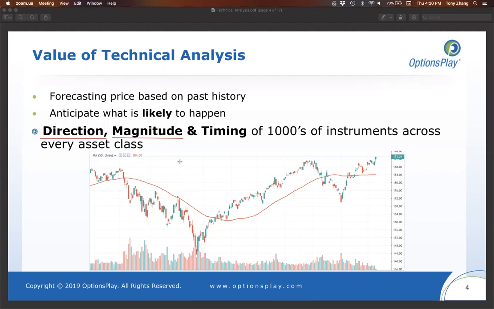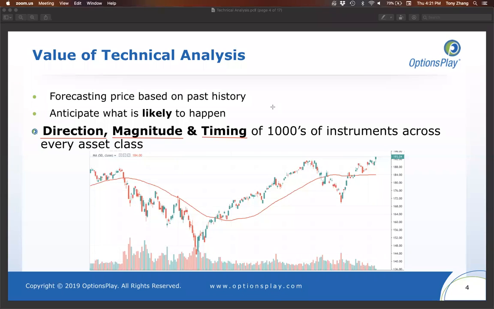And lastly, how long do I think that will take? So if I think a stock is going to move 5% higher, do I think that's going to take a day, a week, a month, a year? Very important, because when you're trading options, you have an expiration date. So you need to have a sense for direction, magnitude, and timing in order to trade options.